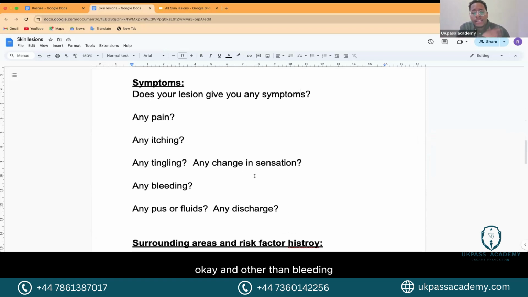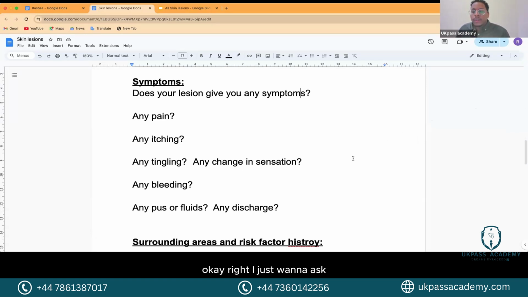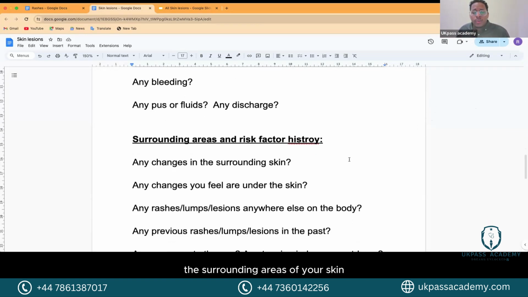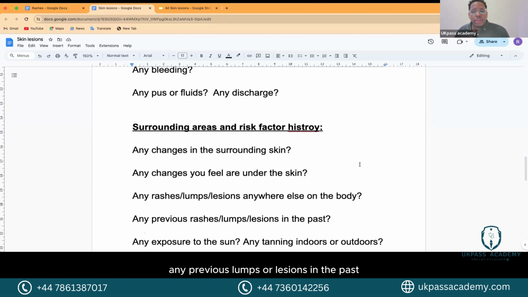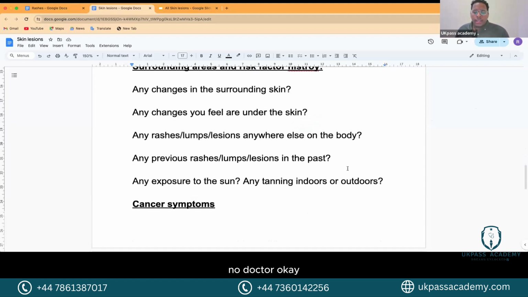Okay. And other than bleeding, is there any other discharge? Sometimes there might be pus or something like that. Is there anything like that? No. Okay. Right. I just want to ask about the surrounding areas of your skin. Are there any changes to the surrounding areas of your skin? No. Are there any changes just under your skin? No. Do you have any other lesions anywhere in your body or rashes or anything like that? No. Any previous lumps or lesions in the past? No, doctor.